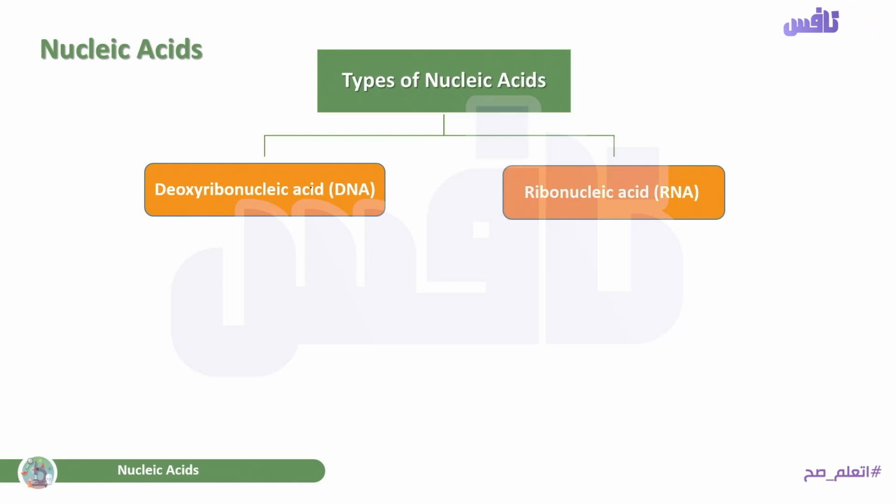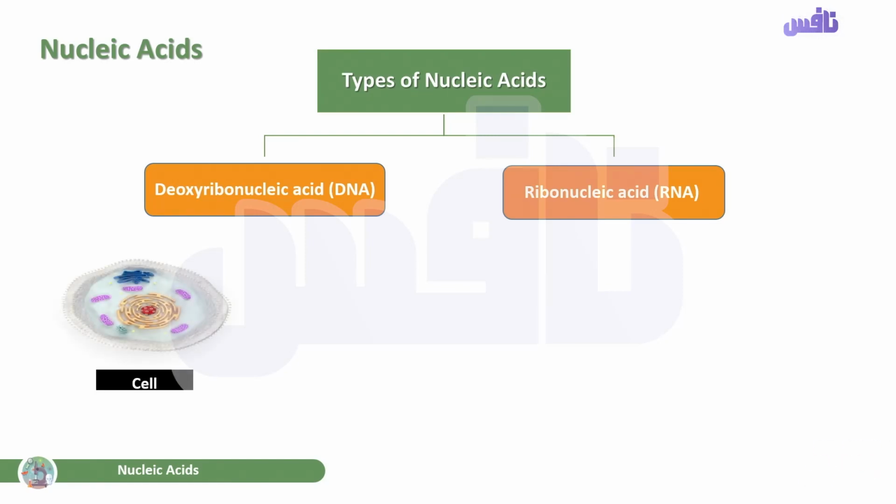And then we have nucleic acid. What is the meaning of nucleic acid? Nucleic comes from the nucleus. So this structure will be inside the nucleus of the cell. And ribonucleic acid, ribo comes from ribose sugar, nucleic the same, because RNA originated inside the nucleus of the cell.